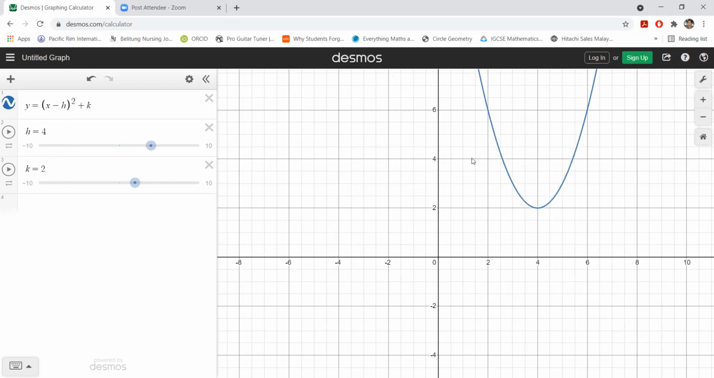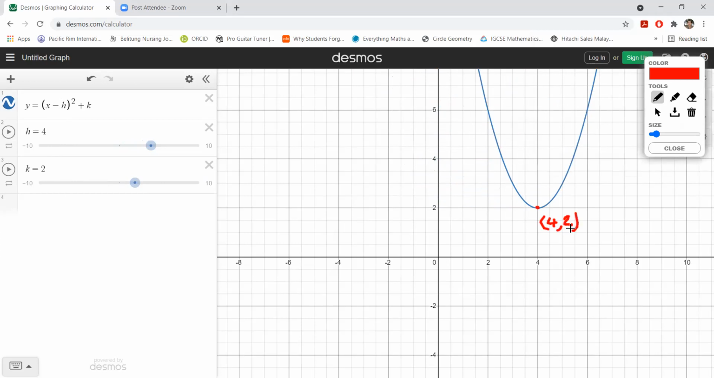So here's another one you can sketch. So this vertex is 4, 2. So let's write that on. This is 4, 2. So this one goes up or down. So take note of that. So this k value makes the graph go up or down. A plus number goes up and a negative number will make it go down.